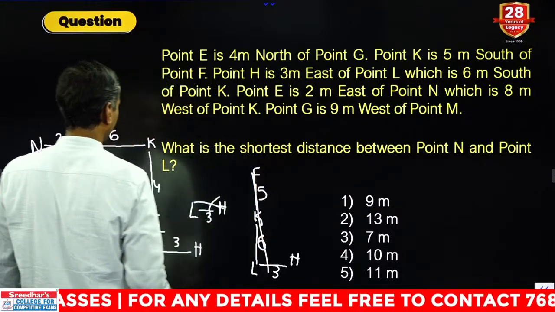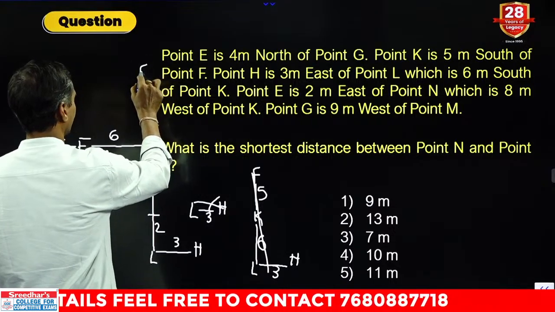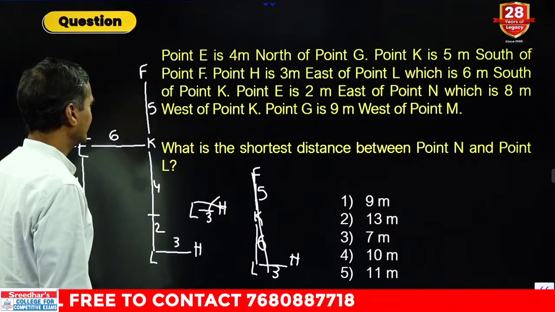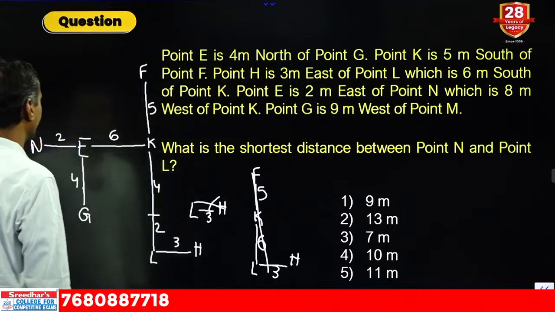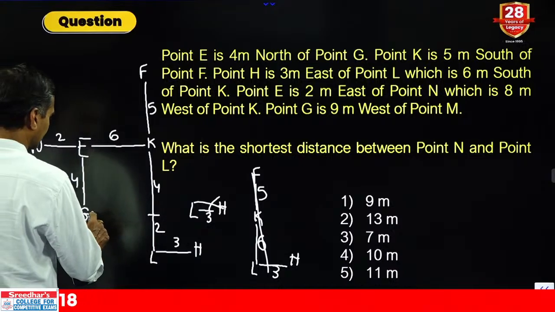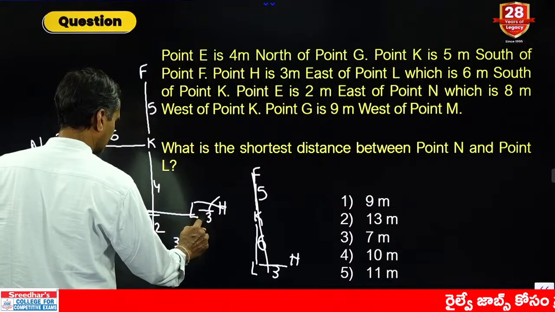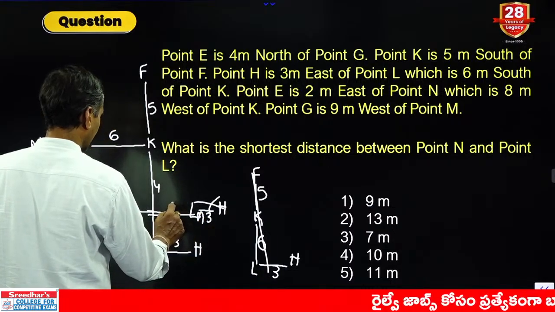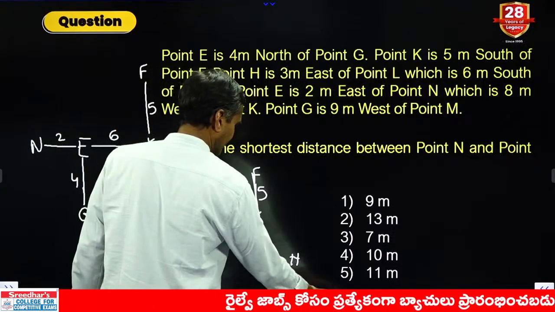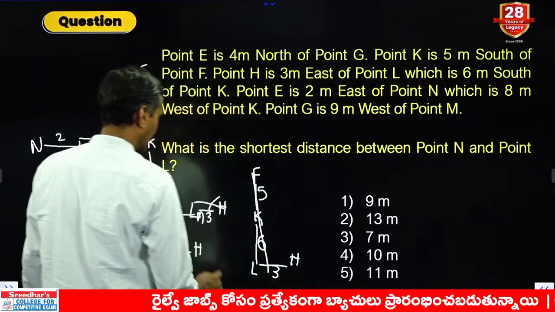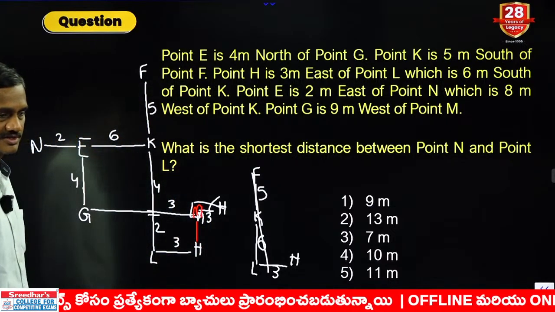And K to F, 5 meters. Now K to F, what is the distance? 5 meters. F is here. Then N is 8 meters to the west of K, and G is 9 meters to the west of M. Now this is 6, and one more 3 meters, so this is 3 meters. Hence M and H must be in a vertical straight line. Clear? M is here. Are you getting this or not?